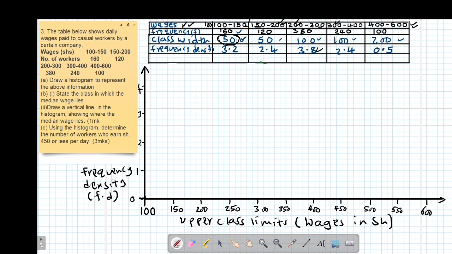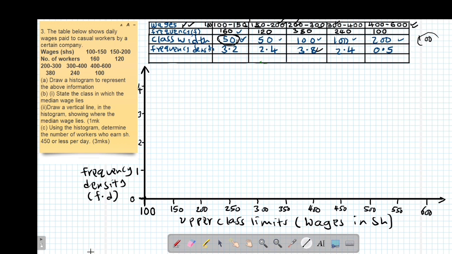So the key thing is you use the smallest given class width to vary these ones. For example, if the smallest class width for this case was 100, then from 100 the next value will be 200, 300, 400, 500, 600, that way. So you use the smallest given class width when you are varying the values on the horizontal or the upper class limit axis. Of course, after that I'm going to plot the values.